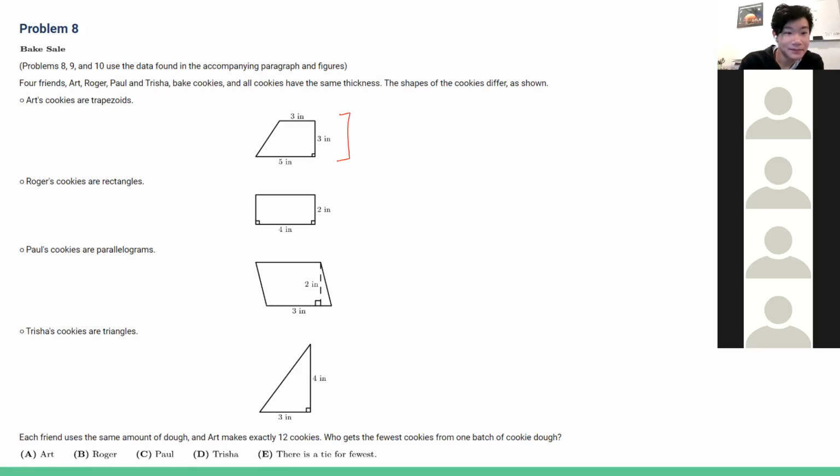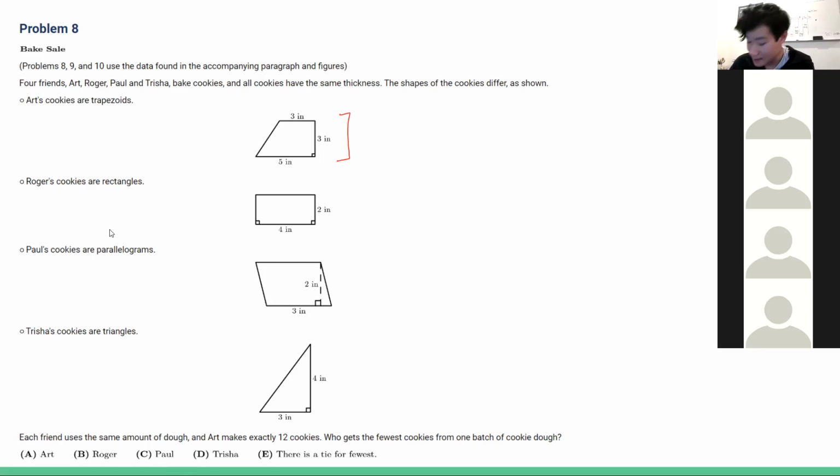Okay, so four friends, Art, Roger, Paul, and Trisha, bake cookies, and all cookies have the same thickness. The shapes of the cookie differed as shown. So Art's cookies are trapezoids, Roger's cookies are rectangles, Paul's cookies are parallelograms, and Trisha's cookies are triangles. If each friend uses the same amount of dough and Art makes exactly 12 cookies, who gets the fewest cookies from one batch of cookie dough?